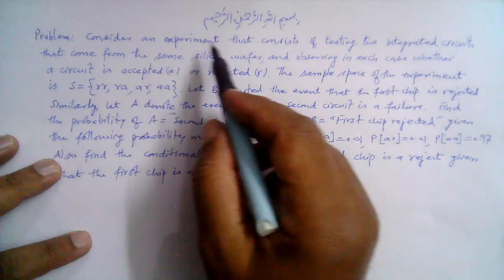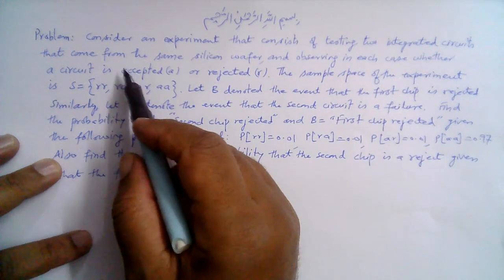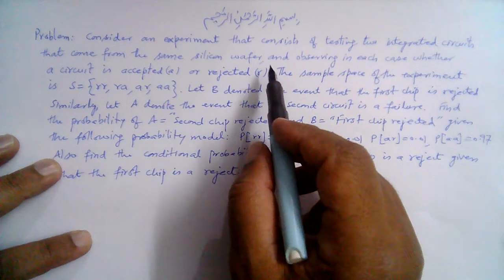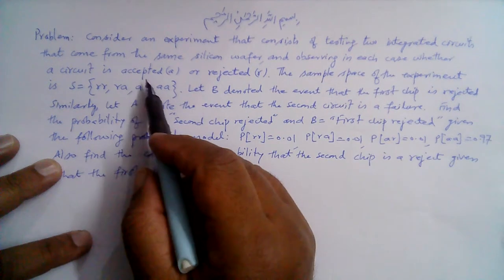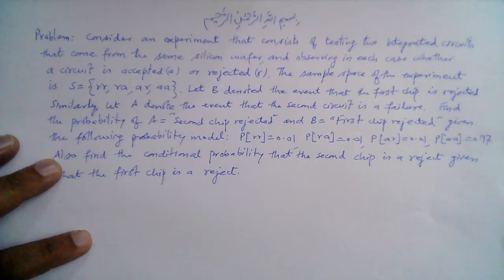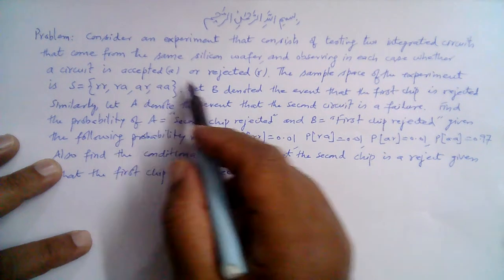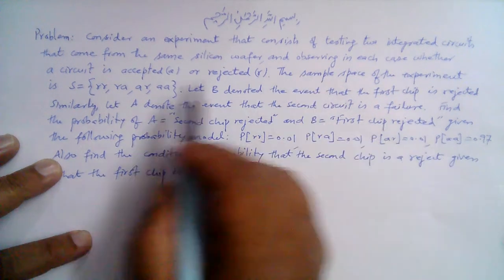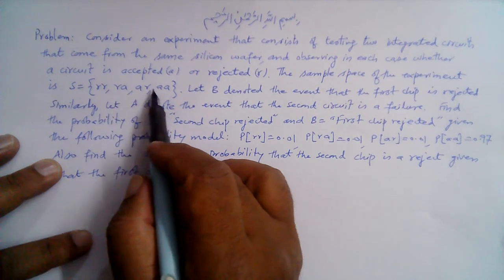So let us consider this problem. Consider an experiment that consists of testing two integrated circuits that come from the same silicon wafer and observing in each case whether a circuit is accepted A or rejected R. So we're testing two integrated circuits, right? Each can be either accepted or rejected. The sample space of the experiment is this: RR, RA, AR, and AA.